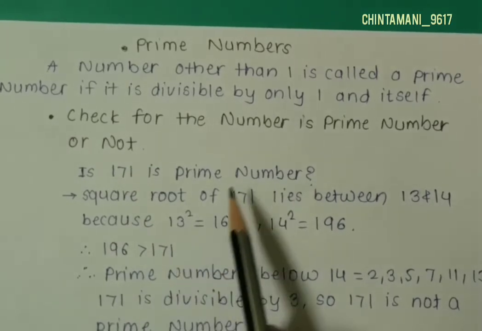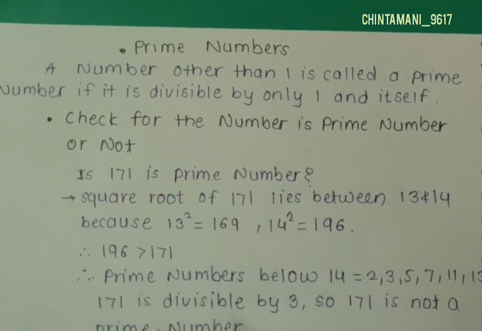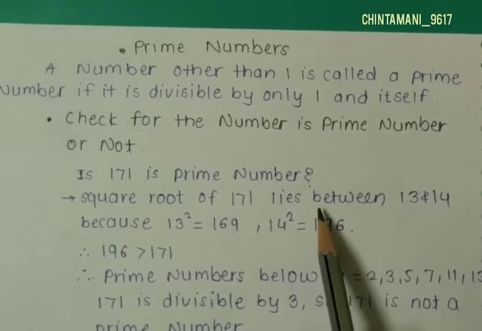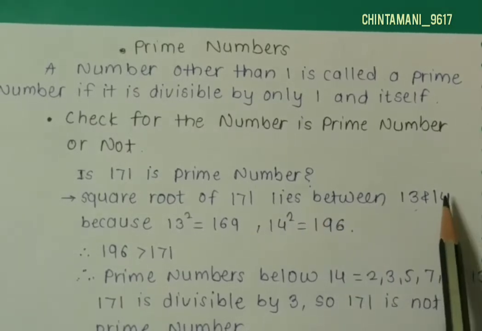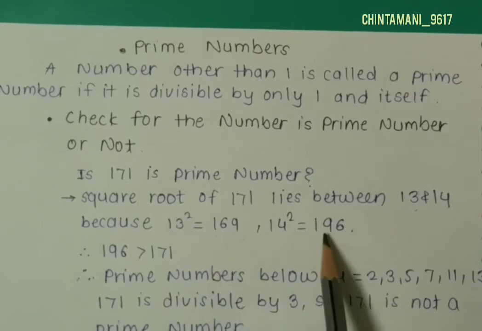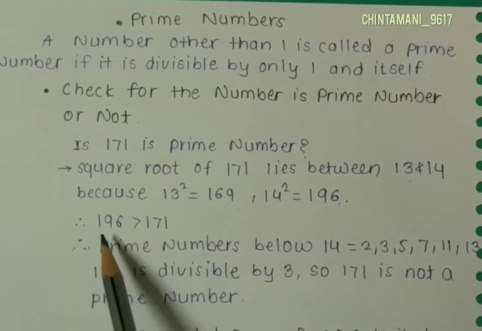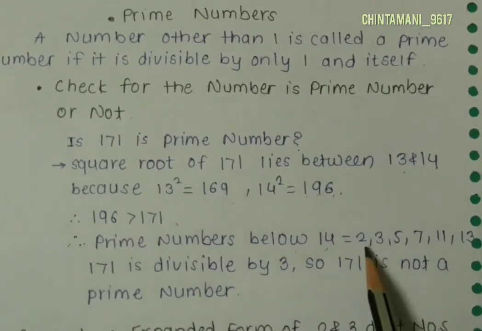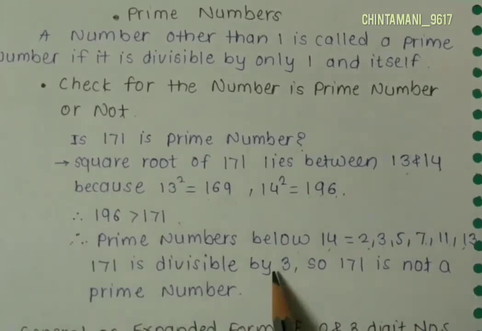To check whether a given number is prime, suppose we want to check 171. We don't know its square root, but we know it lies between 13 and 14, as 13 squared is 169 and 14 squared is 196, which is greater than 171. The prime numbers below 14 are 2, 3, 5, 7, 11 and 13. So 171 is divisible by 3, so 171 is not a prime number. As simple as that.